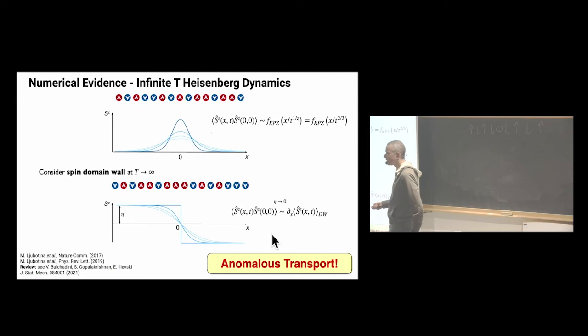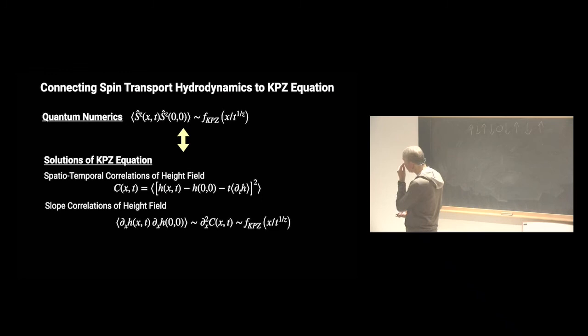All right, now comes the part where the conjecture enters. People now know from quantum numerics that the dynamical spin-spin correlation function is the KPZ scaling function. We also know from solutions of the KPZ equation, so nothing to do with quantum, just classical physics, that the correlations of the height field obey the following form: the correlation of the derivative of the height field at x, t and 0, 0 is also the KPZ scaling function. This just correlates the height field at position x, t with the height field at 0, 0 and subtracts the average growth rate. So this is a correlation function, and the second derivative of this correlation function is also the KPZ scaling function.